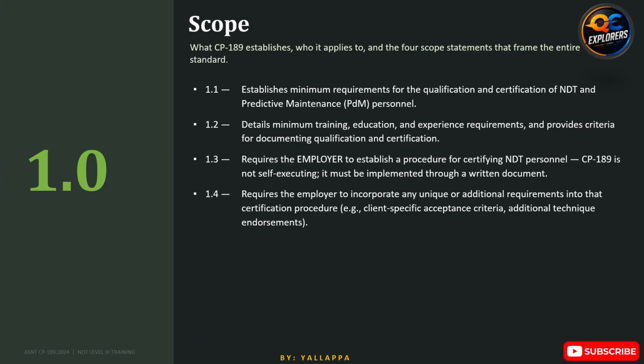In this section, we'll examine the scope of CP-189 and understand what the standard is intended to achieve. Every standard begins with a scope because it defines its purpose and establishes the boundaries for its application. Clause 1.1 states that CP-189 establishes the minimum requirements for the qualification and certification of both non-destructive testing, or NDT, personnel, and predictive maintenance, or PdM, personnel. It does not provide detailed inspection procedures or acceptance criteria. Instead, it defines the minimum competency requirements that personnel must satisfy before they can be certified by an employer.